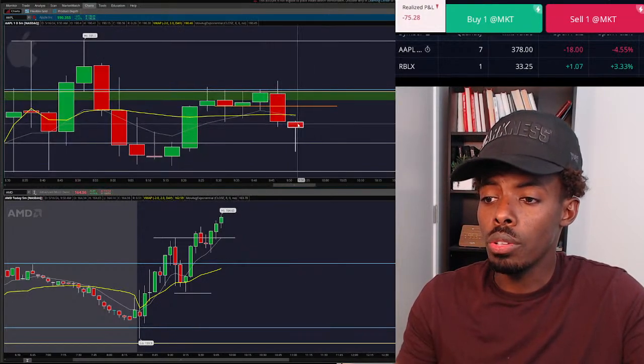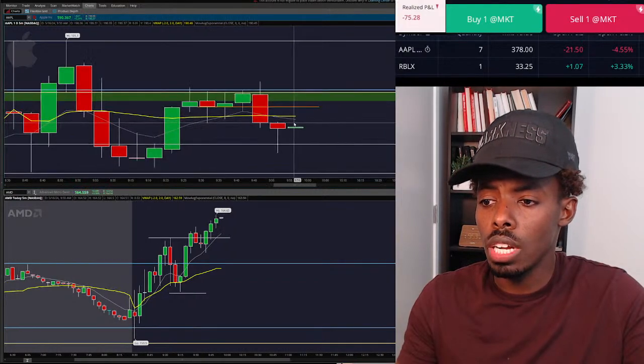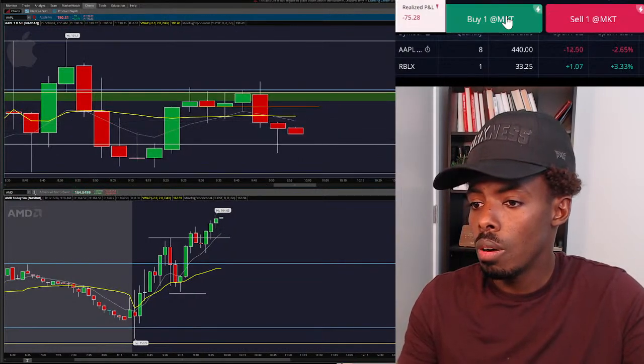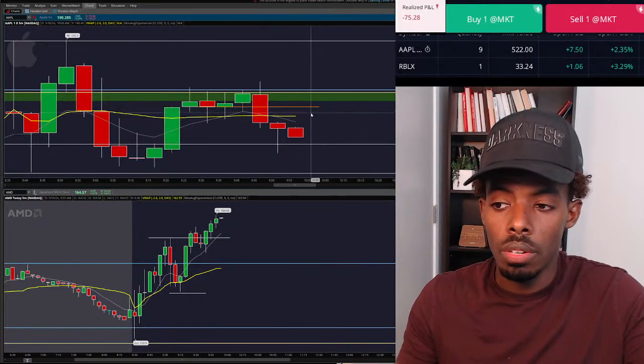Wow, look at that. The price so tight to the VWAP, so tight to the high. So I'm gonna go ahead and add one more here. We're still following our rule, right?